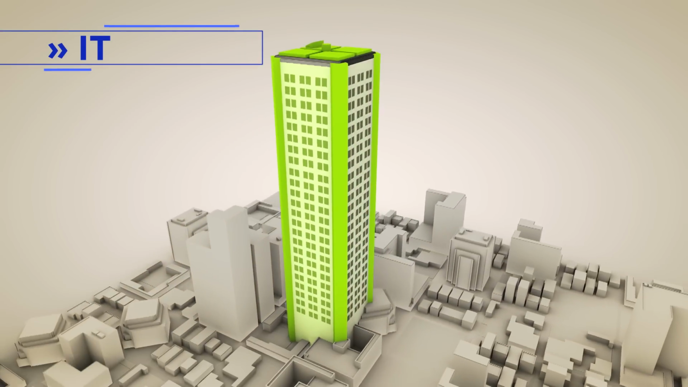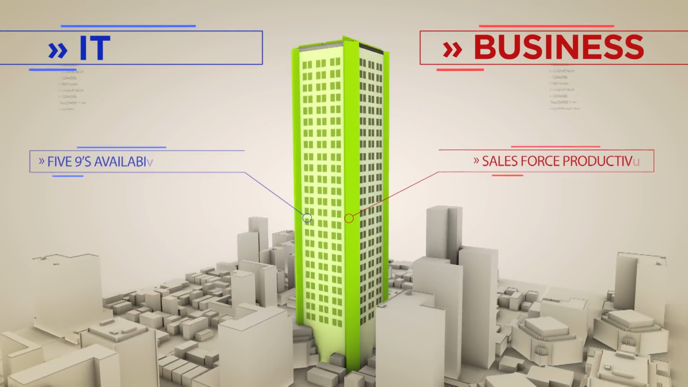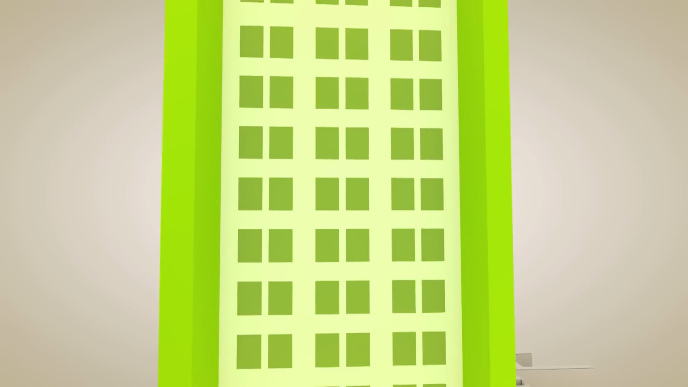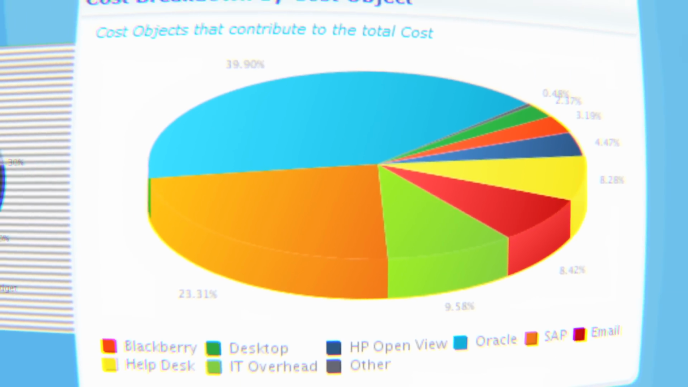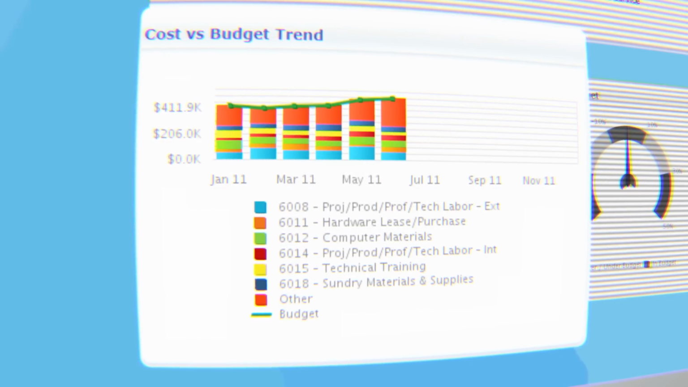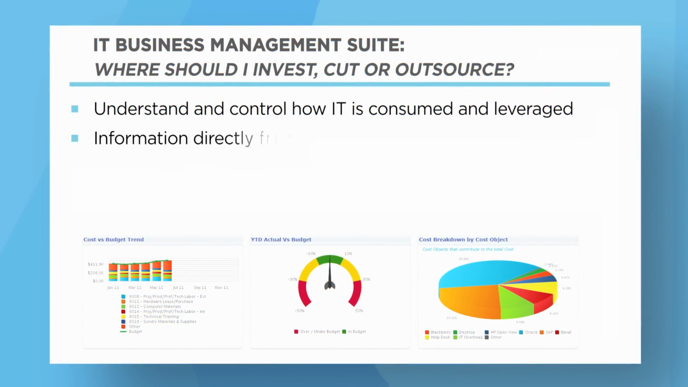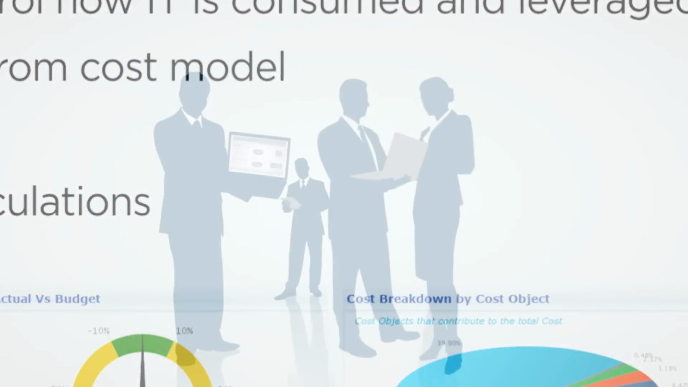Armed with visibility into service costs and the ability to optimize them, you can now communicate IT value in language the business understands, instead of in technical IT speak. This is accomplished through a bill of IT, which shows the unit and total costs of your services, the budget and year-end forecast, as well as compliance against agreed service levels. With this visibility, the business can understand and control how IT is consumed and leveraged. And since the information comes directly from the cost model, updates are automatic, eliminating the headache of extensive manual recalculations.